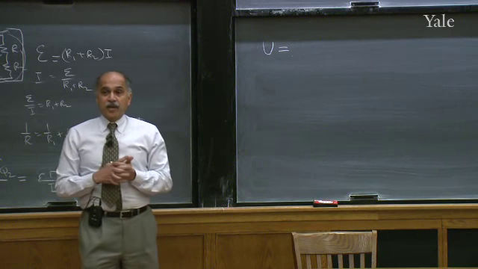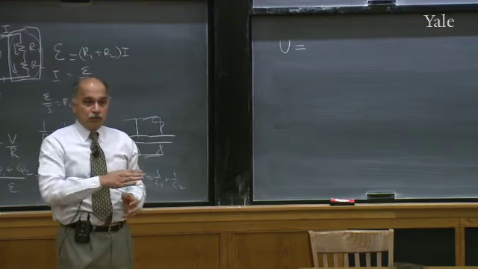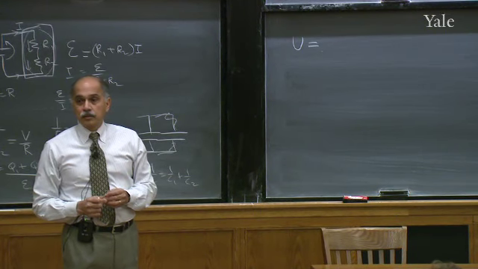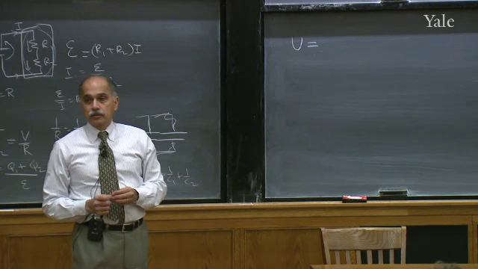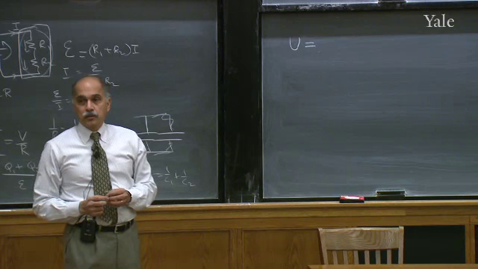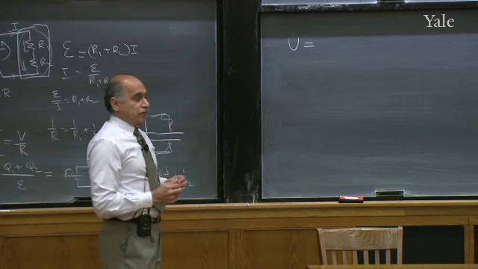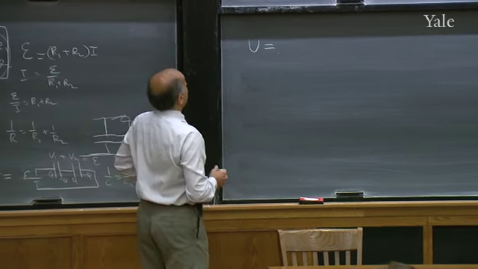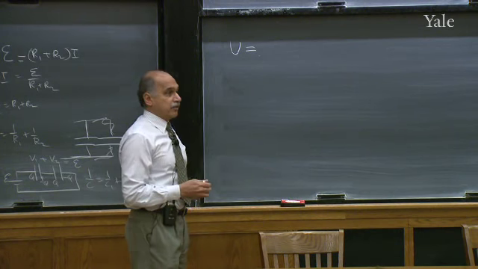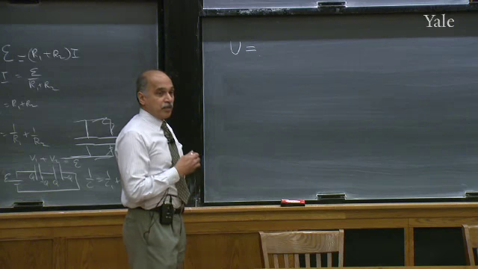How much energy did the battery give me during the whole process? Yes? Is equal to the potential energy stored in the capacitor plus the energy dissipated by the resistor. Right. So let me repeat what he said. He said it's got to be equal to the energy stored in the capacitor plus the energy dissipated in the resistor. And that's got to be equal to the work done by the battery.